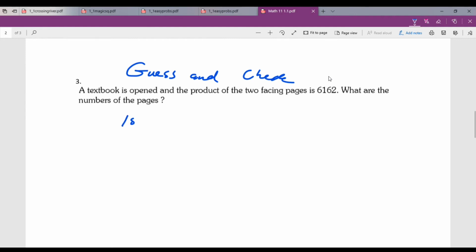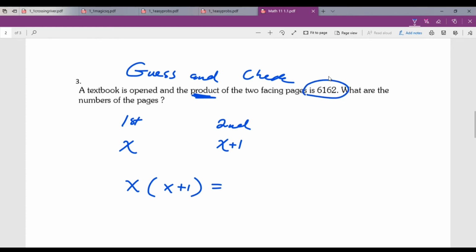Well, let's consider the first page and the second page. I know the first page is unknown. Let's give it a name. We'll call it X. The second page, I'm going to call it X plus 1 because the second page has to be one number larger than the first page number. Now it says the product, which means multiplication. If I take X and multiply by X plus 1, I should get 6,162.